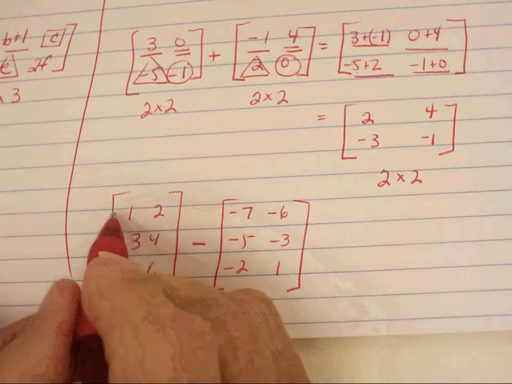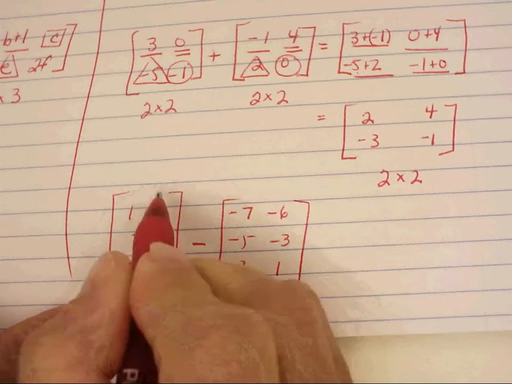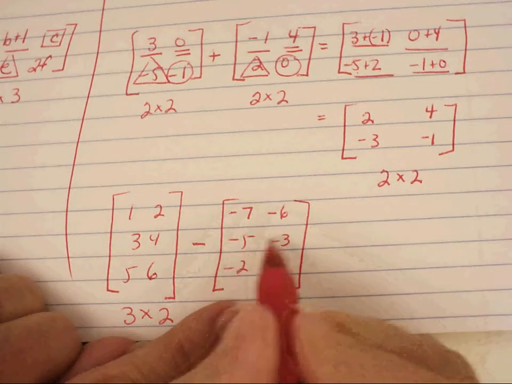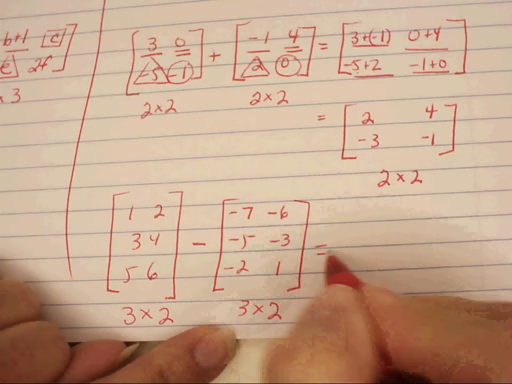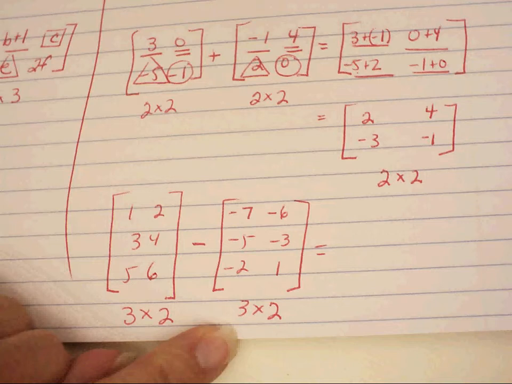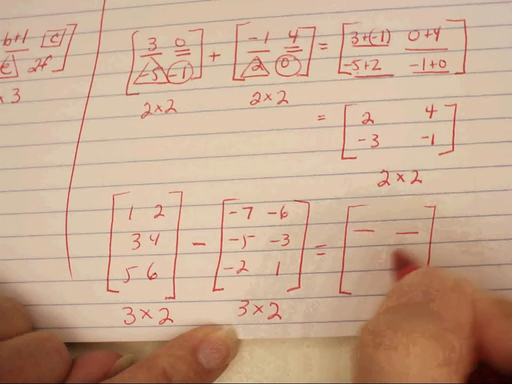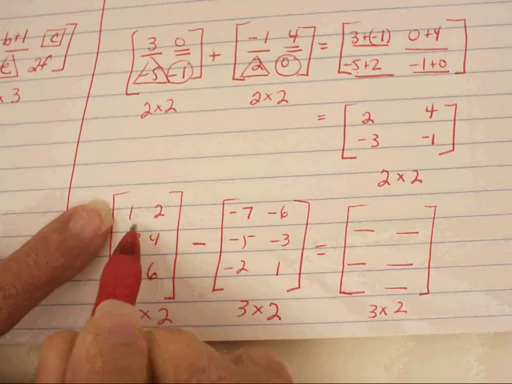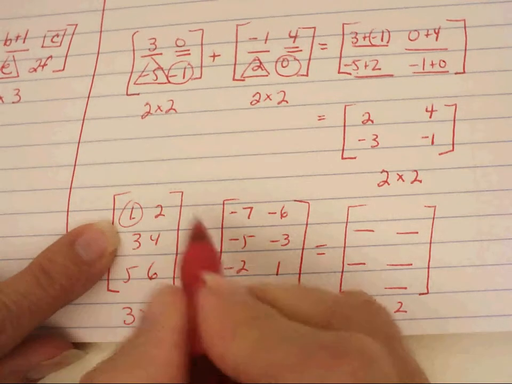Our first task is to decide if the 2 matrices can be subtracted. In the first matrix, we have 3 rows by 2 columns. In the second matrix, we have 3 rows by 2 columns. Therefore, we know that we can subtract these 2 matrices. We create a 3 by 2 answer matrix.